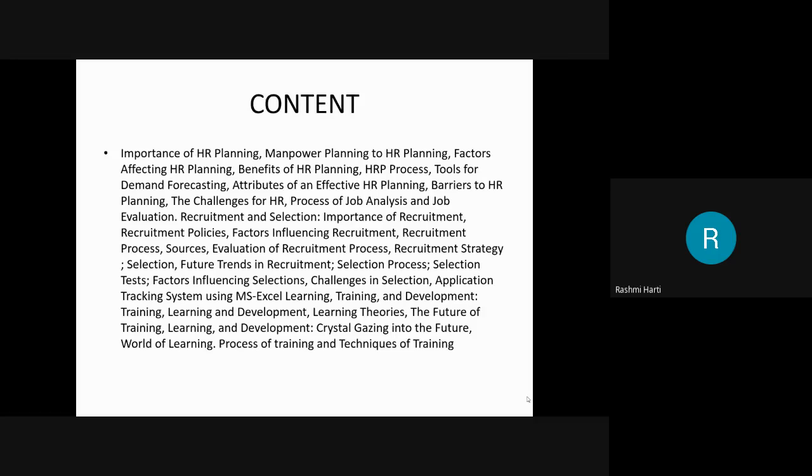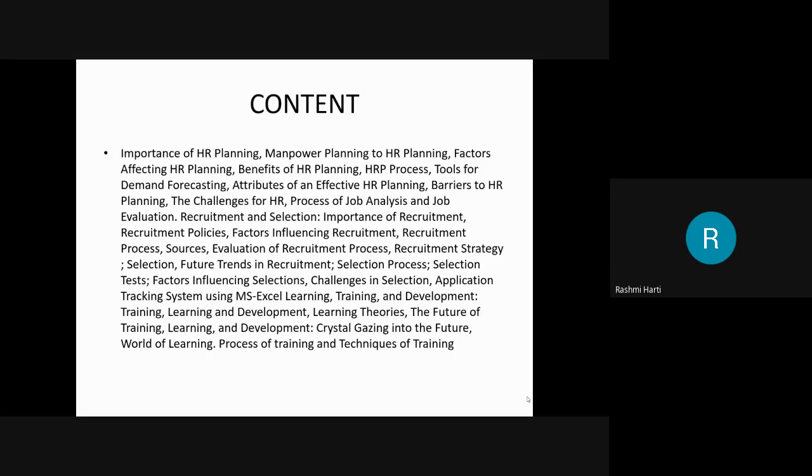And then we'll move on to the process of job analysis, as well as job evaluation. Then recruitment and selection. In recruitment, you have importance of recruitment, policies of recruitment, factors influencing recruitment, the recruitment process, sources of recruitment, evaluation of each recruitment process, then recruitment strategy. So this is all you're going to learn in recruitment and selection.